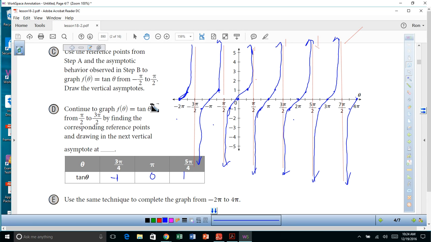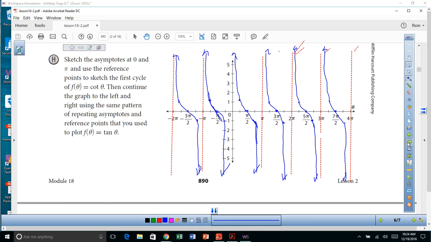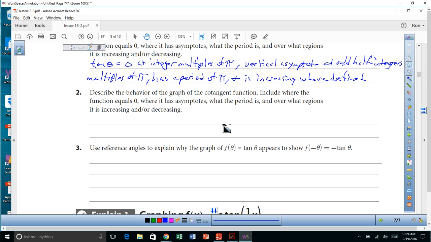So odd half integer multiples of pi. It has a period of pi. Notice from here to here is a pi, from here to here is a pi. It is increasing from left to right. It increases, it goes up. All right, good. So that kind of explains what I was saying, because that can sound a little difficult to understand.